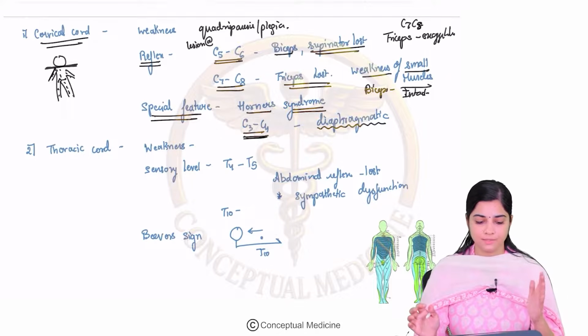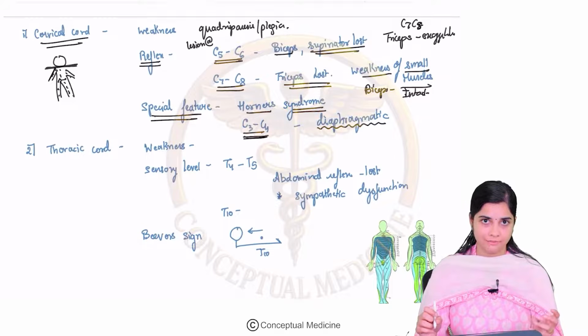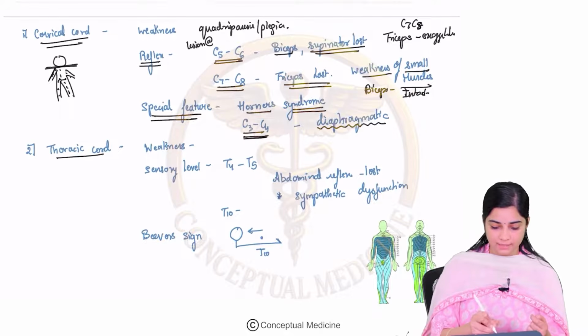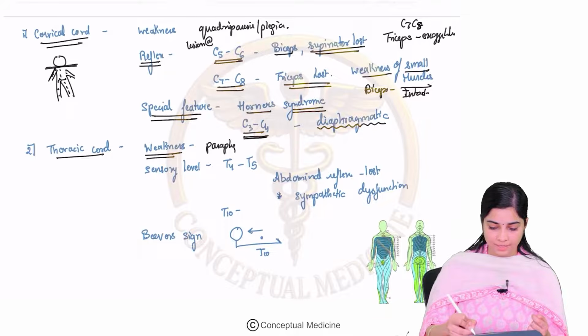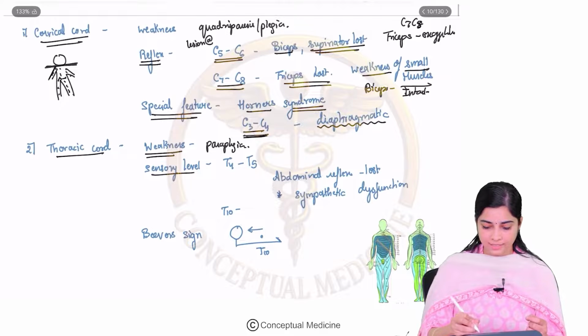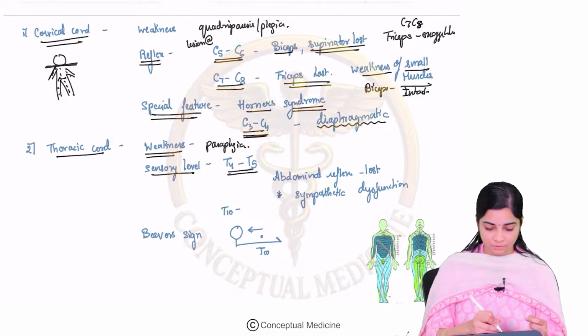Clear? So, this is about your cervical cord. You will have quadriplegia, you can have diaphragmatic involvement and you can have different kinds of reflex changes. Thoracic cord, how will the weakness be? You will have paraplegia or paraparesis and loss of sensations accordingly. Sensory level at T4, T5.